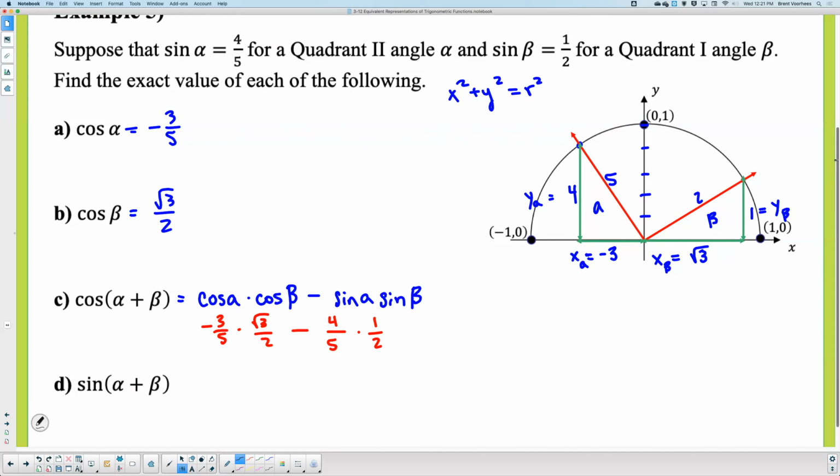Yes, you will. When you do this formula, you should have a common denominator every time. What is my common denominator on this particular problem? 10. I have -3 square roots of 3 minus 4. That's the value there. Let's try this again. -3 square roots of 3 minus 4.